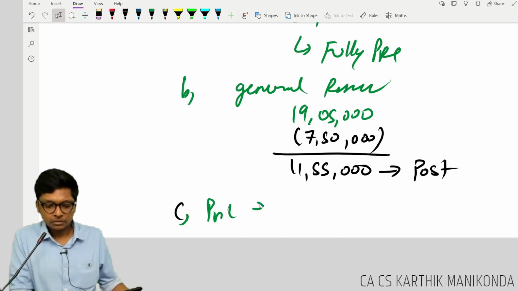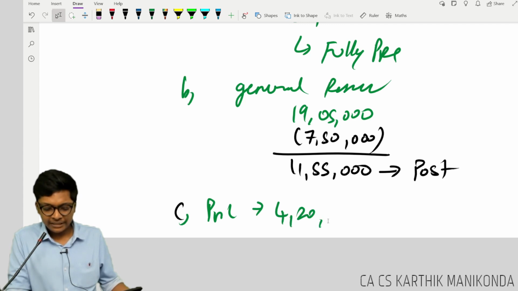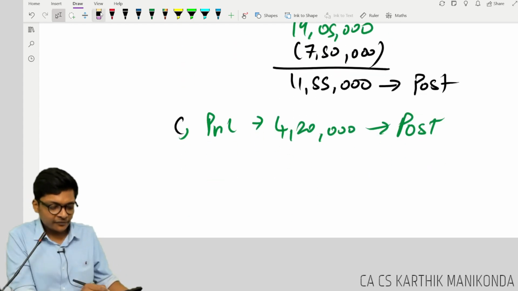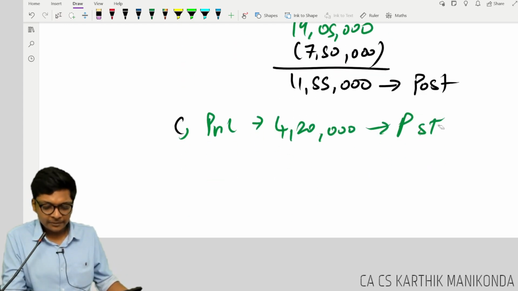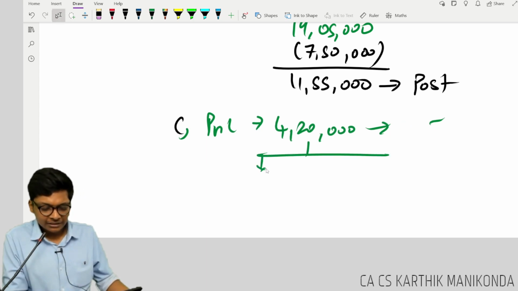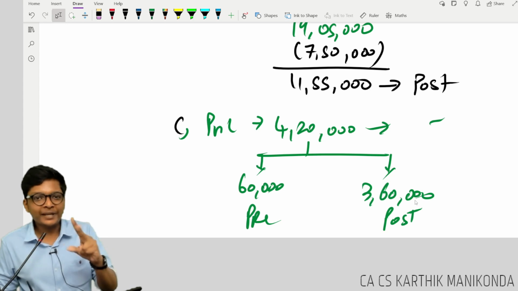And C is what, guys? P&L, how much? 4 lakh 20,000, same as before, fully post. No change. So it will be 3 lakh 60,000 post, same as before, guys. That means in exam, will you do it twice?